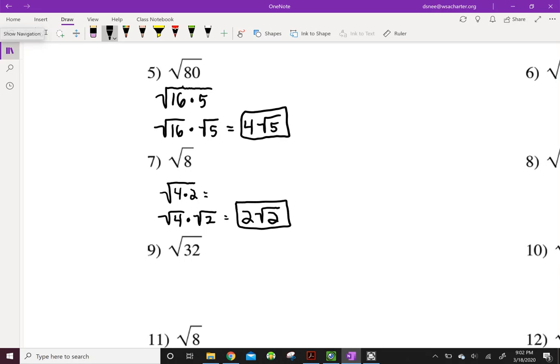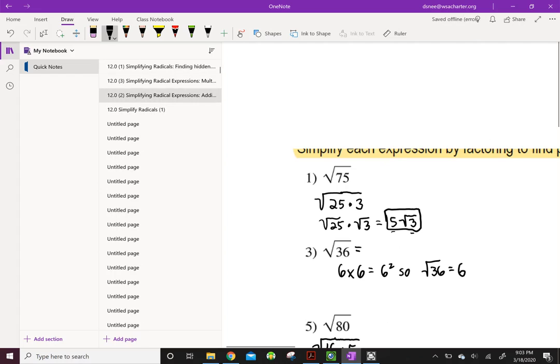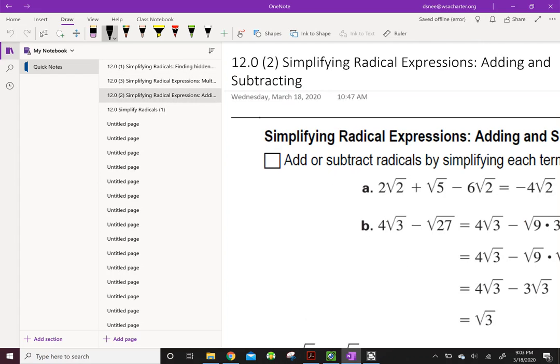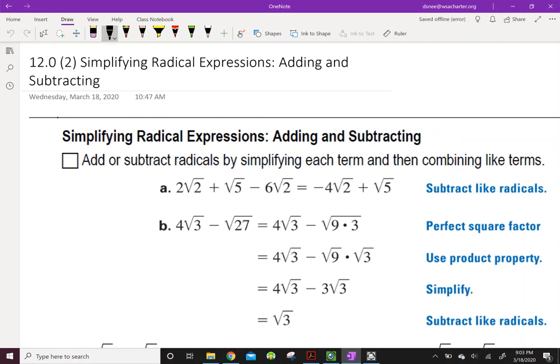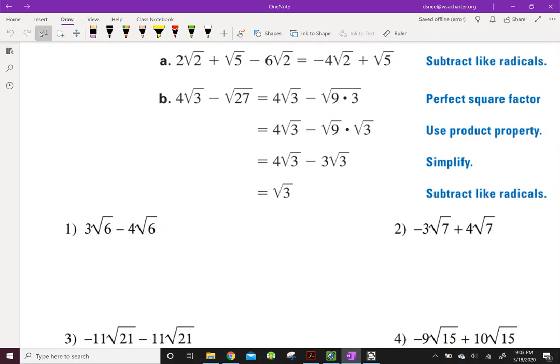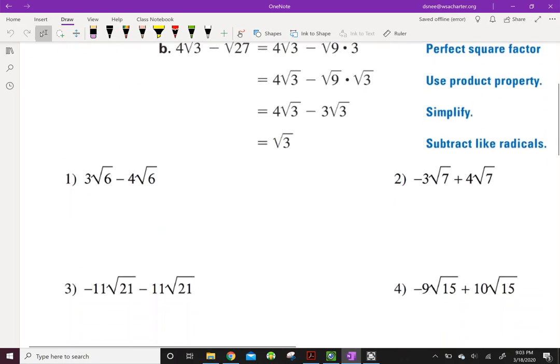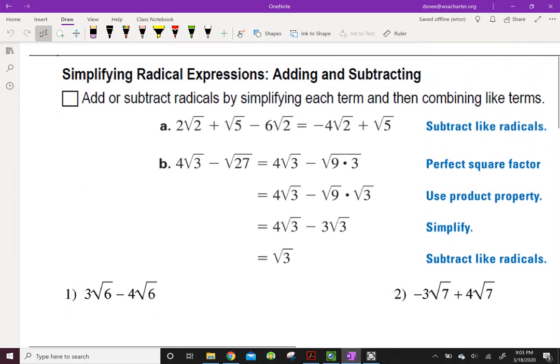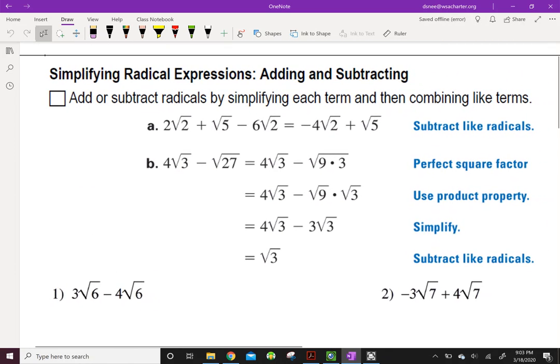I'm going to go to the next page right now, and we're going to simplify some radicals by adding and subtracting. Simplify radicals by adding and subtracting. That should be page 2, and at the top it gives you some explanation of what you should be doing here. Okay, it says add or subtract radicals by simplifying each term and then combining the like terms.